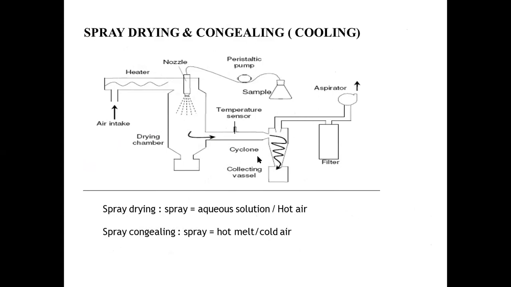So the difference between spray congealing and spray drying is only that the core material is dispersed in a coating material melt rather than the coating solution. Here, the air inlet will be there. This will be our drying chamber. This is our solution chamber, where we are putting our solution to the peristaltic pump. Our solution is sprayed in the drying chamber.